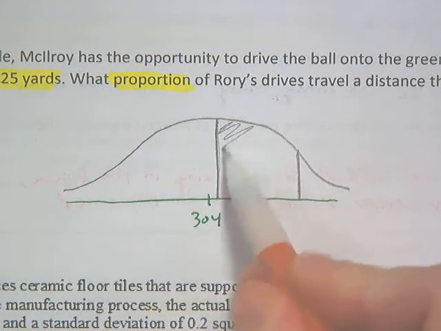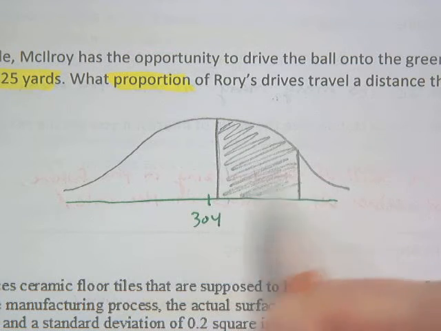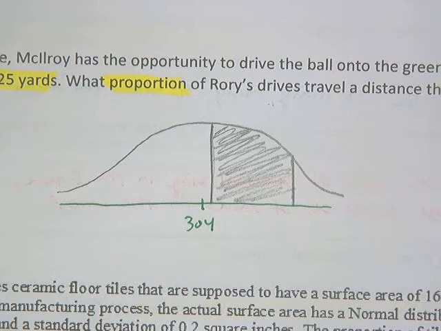I want to know what proportion of his hits he would land in that sweet spot. Now, if I get an answer like 2%, then I know I did something wrong. So again, notice you shaded not half, but a good little proportion there.